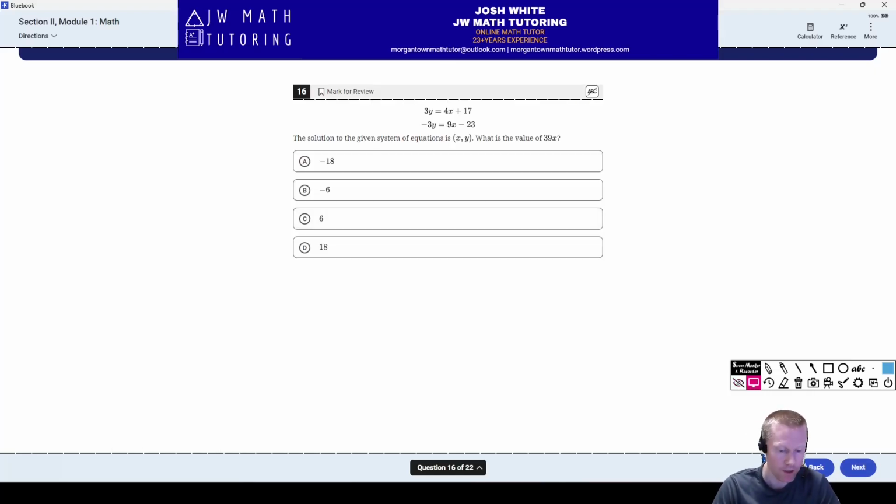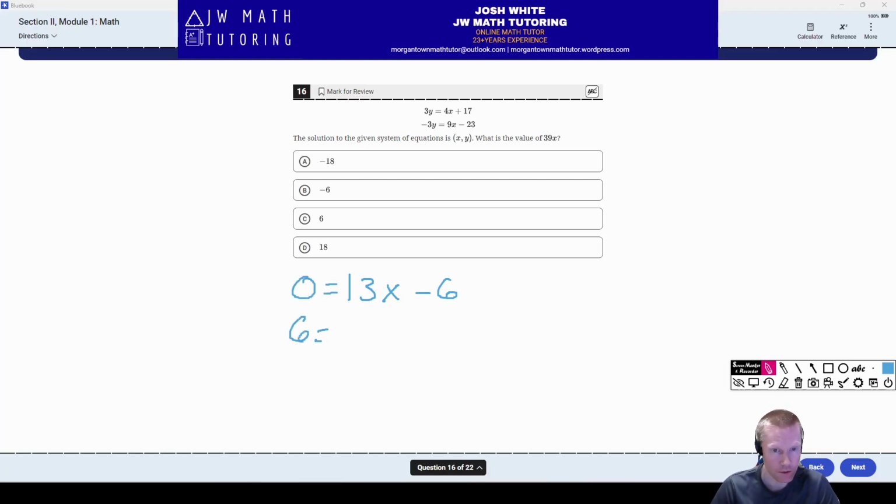All right, here you have a system of equations. So there are actually, I guess, technically two different ways to do this. I want to know the value of 39x. So the quickest way is to just add these together, because notice you have 3y and negative 3y. So if you add both equations together, you just get 13x minus 6 equal to 0.